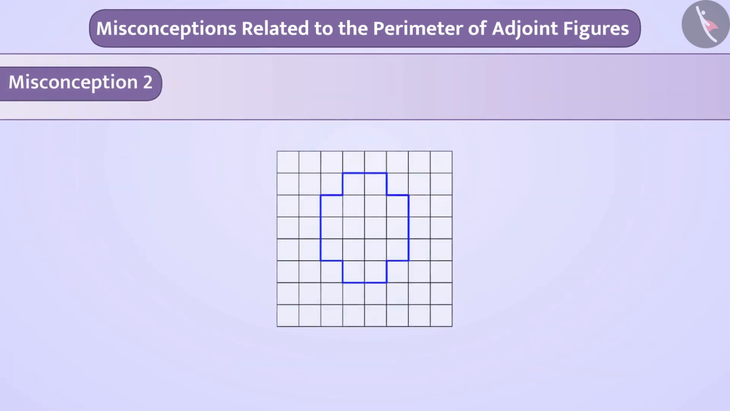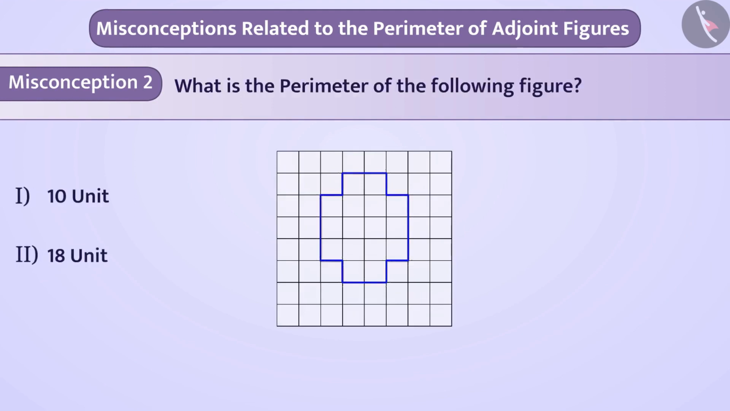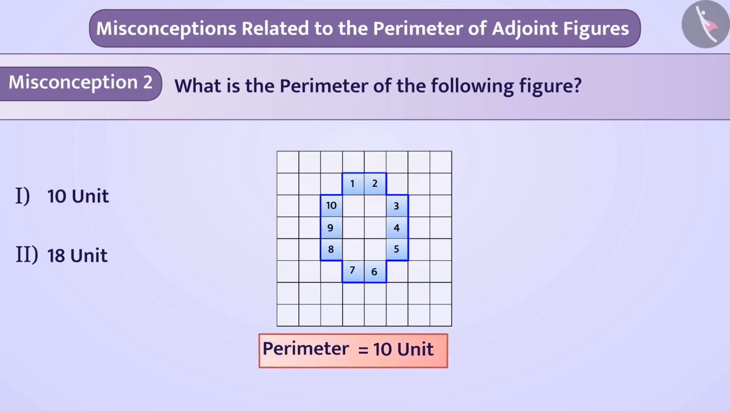Misconception 2. What is the perimeter of the following figure? This figure is drawn on the square paper. While calculating the perimeter, students often count the squares along the sides of the figure. This gives the result as 10 units. So, they answer option 1, which is a misconception.